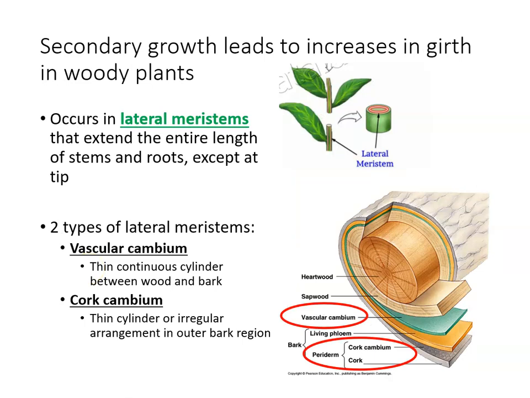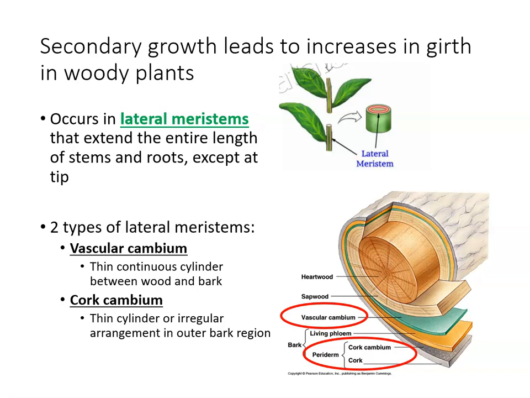And this takes place in lateral meristems. And these lateral meristems extend the length of stems and roots except at the tip, which is where the apical meristems are going to be. There are two types of lateral meristems. They're called vascular cambium and cork cambium.